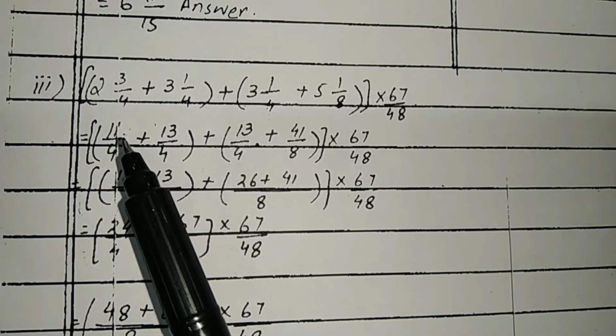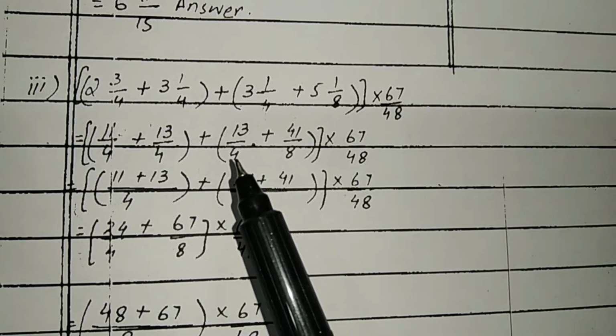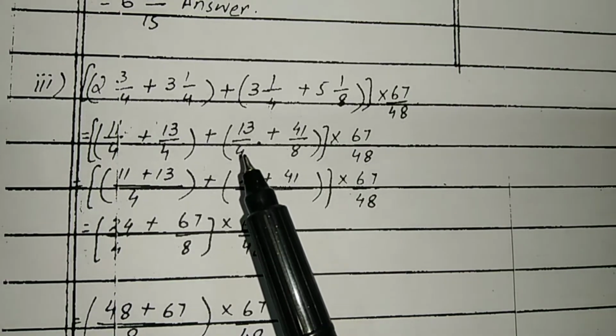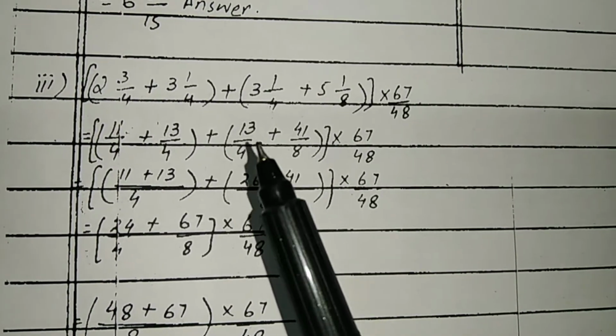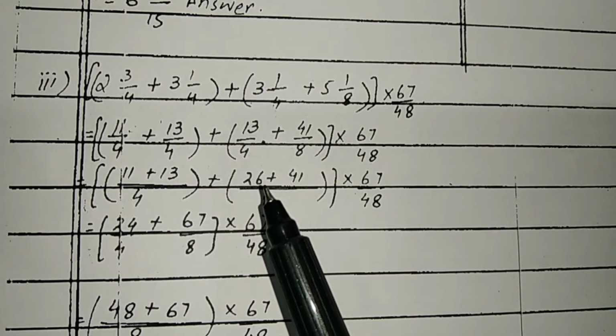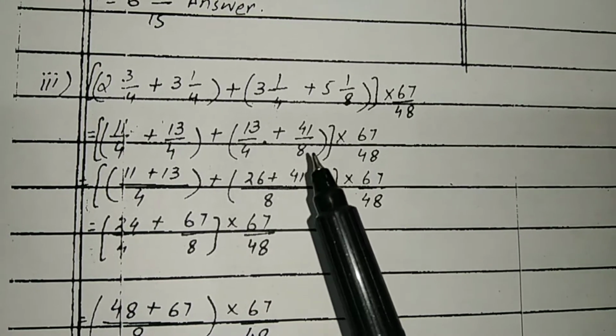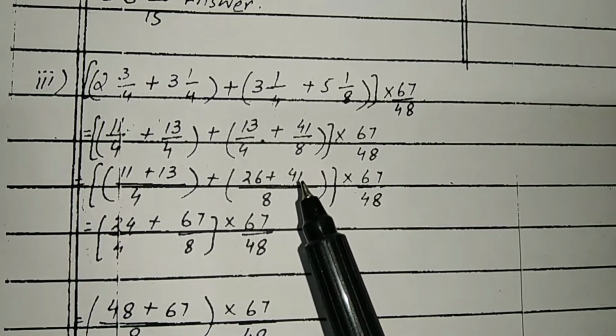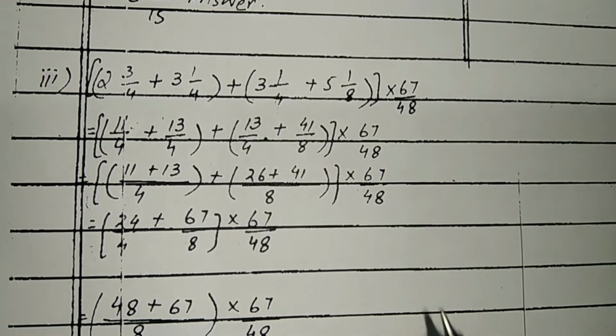Their denominators are the same, so we take 4 as the LCM and the numerators can be written as they are: 11 plus 13. Then for the second bracket, the LCM of 4 and 8 is 8. So we divide 8 by 4 and we get 2, and 2 times 13 is 26, plus we divide 8 by 8 and we get 1. So 1 times 41 is 41, times 67 over 48.